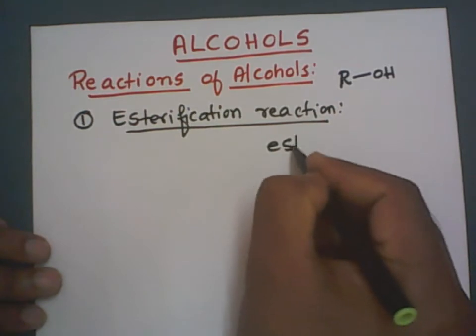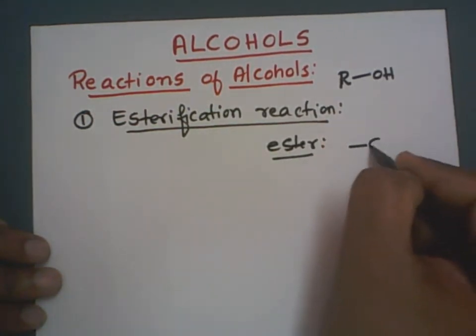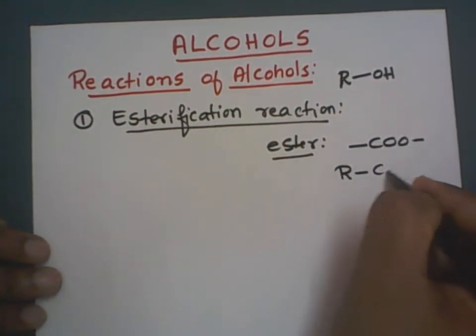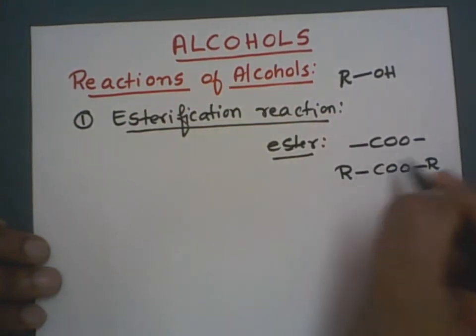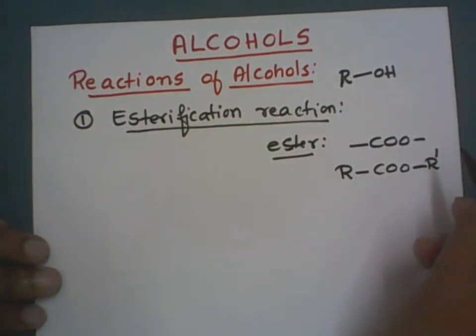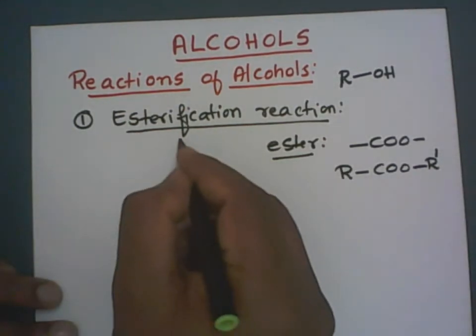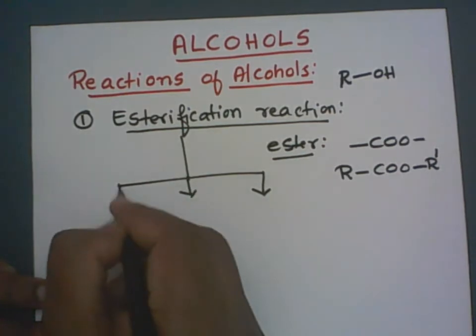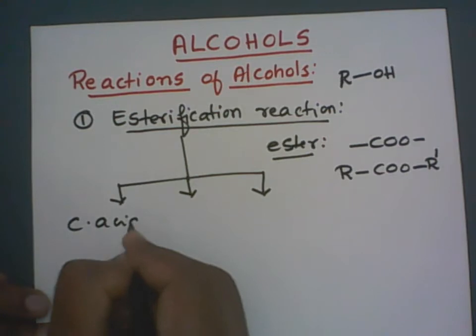What is the formula of ester or the functional group? Functional group of ester is COO, or can be written as R, COO and R. R groups can be same or can be different. Okay, so to start with the alcohols, there are different types of the esterification reaction. Alcohols can react with the carboxylic acids.